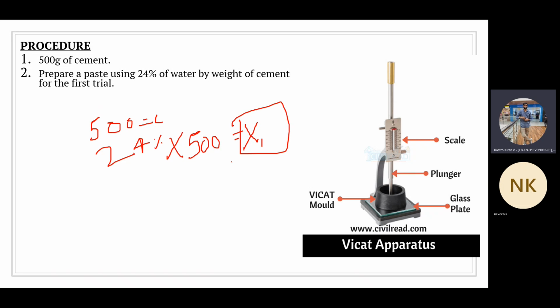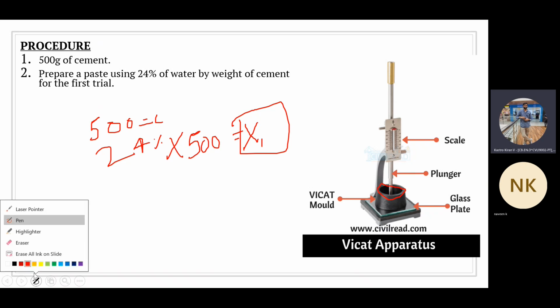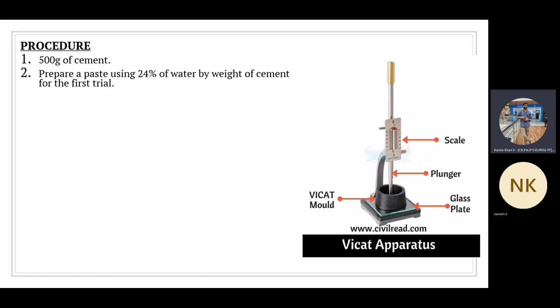Now, whatever x1 value that you are getting, that water content you are going to take, and then you are going to prepare the cement paste. Once you prepare the cement paste, we are going to fill it in the Vicat mold. You can see the Vicat mold here. Into this Vicat mold, we are going to fill the cement paste.